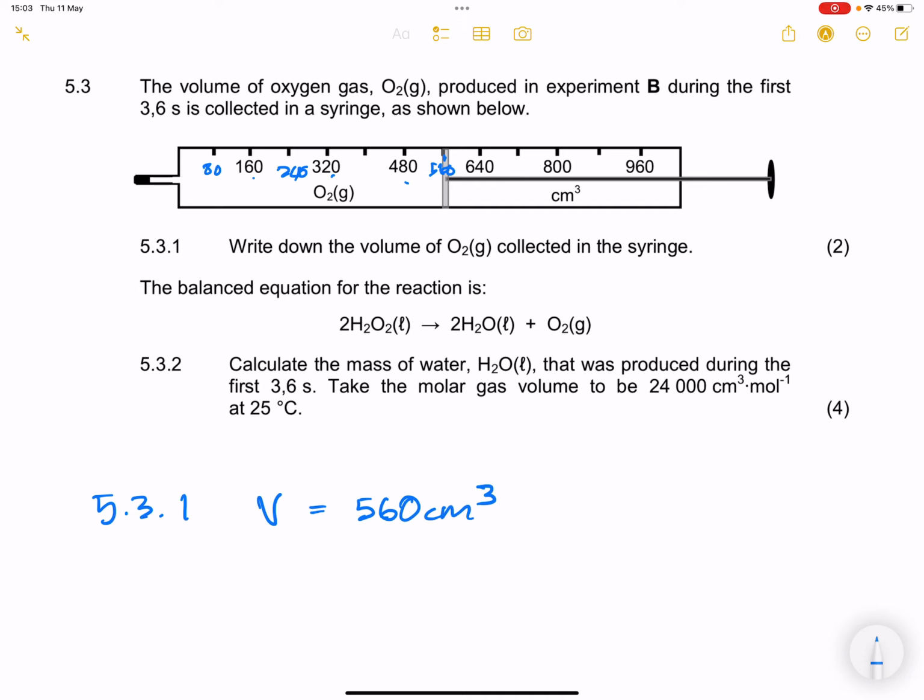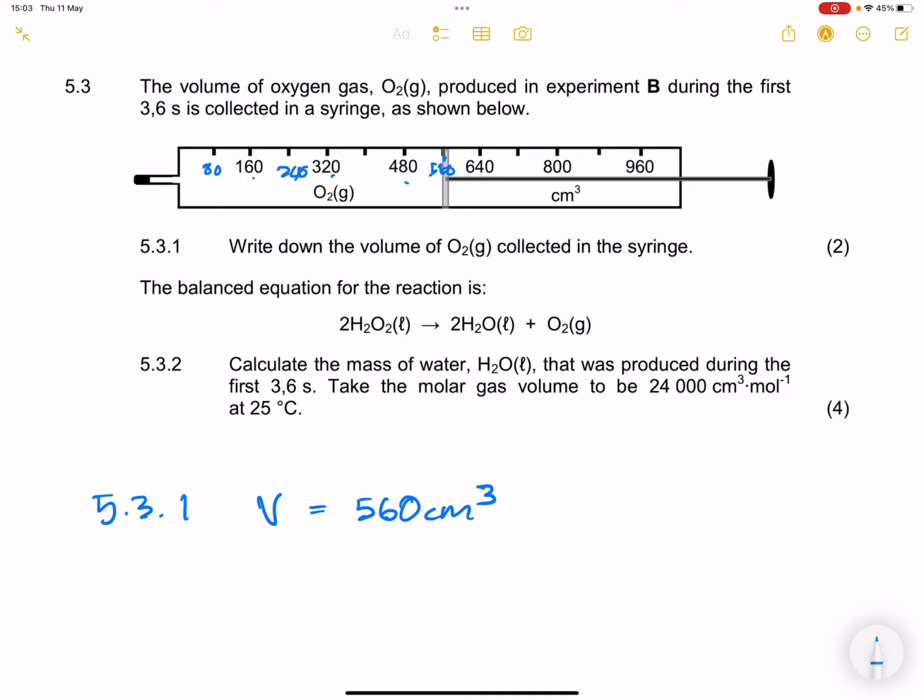Okay, so they say the balanced equation for the reaction is given there. They say calculate the mass of water that was produced during the first 3.6 seconds. Take the molar gas volume to be 24,000 cubic centimeters per mole at 25 degrees.